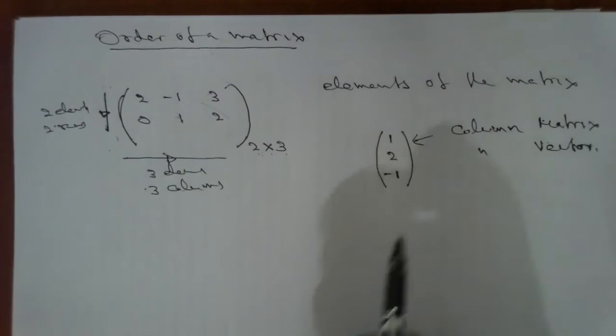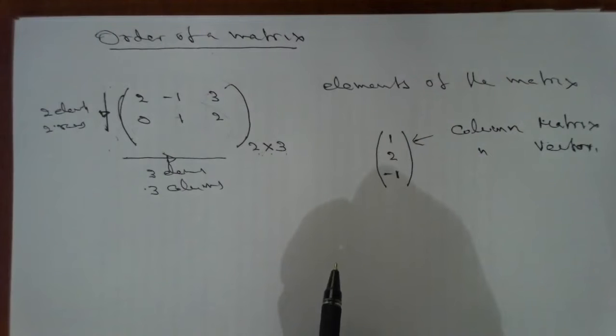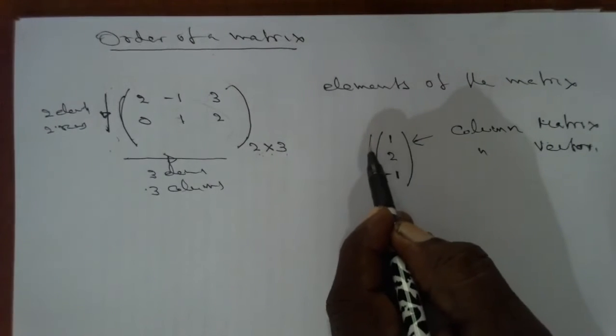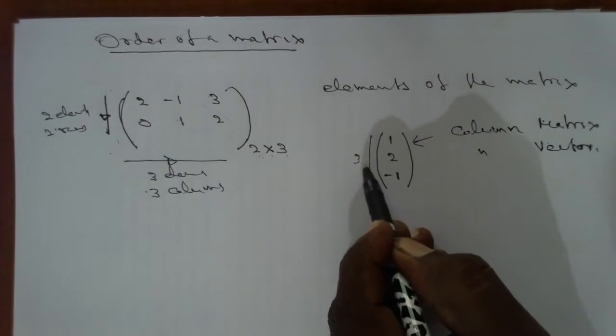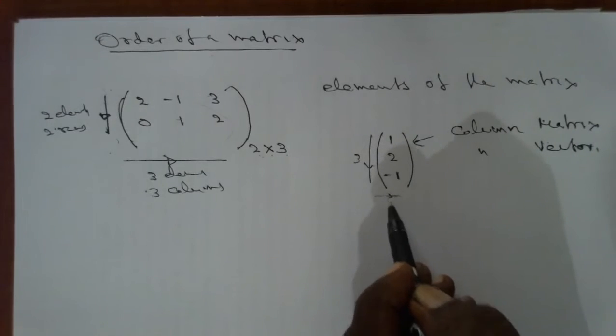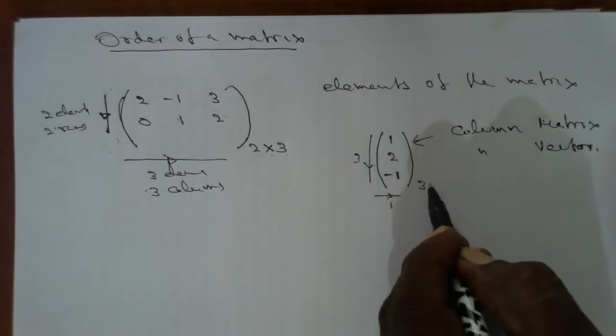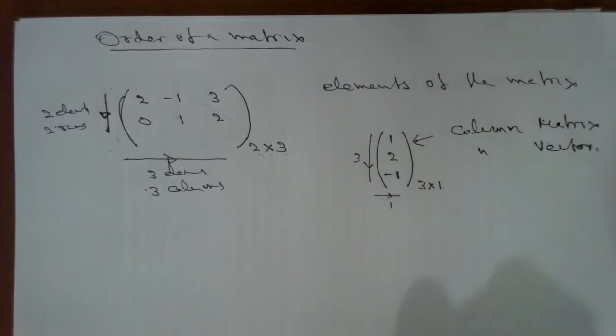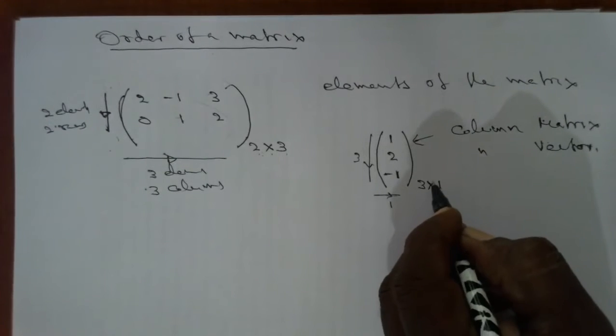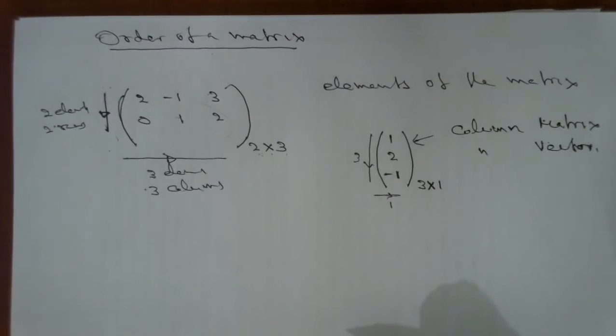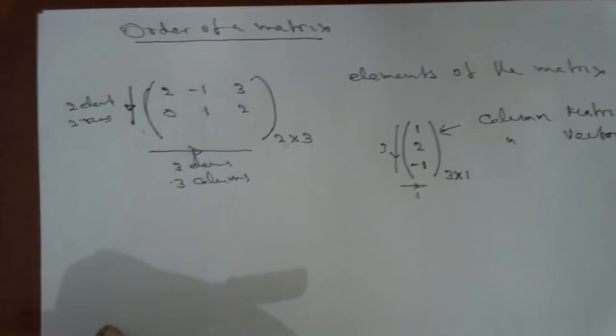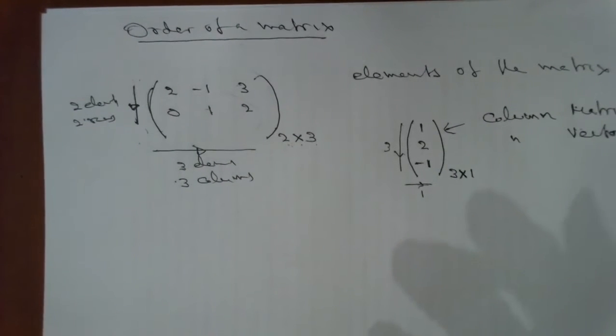What is the order of this matrix? Can you tell me? Three rows, sir. You go down three elements in this direction. In this direction, one element. This is a 3 by 1 matrix, or 3 cross 1 matrix. Okay? Yes. Right. Now, you keep this in mind. Straight away you keep it in mind.